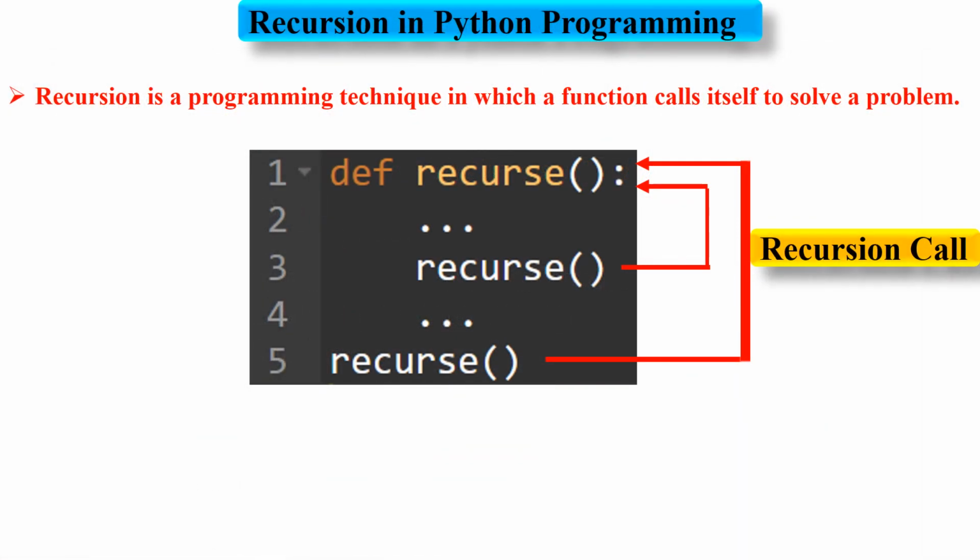So, what is recursion in Python programming? Recursion is one of the most powerful tools in a programming language. It is a function calling itself again and again. Recursion is a programming technique in which a function calls itself to solve a problem. In other words, it is a method in which a function calls itself one or more times in its body. This picture shows the working of a recursive function called recurse. It is a function calling itself again and again.